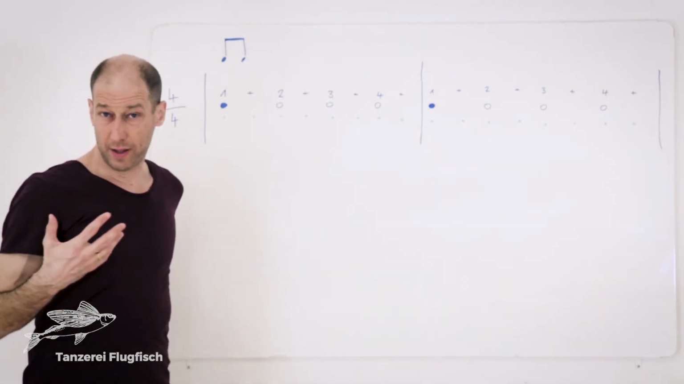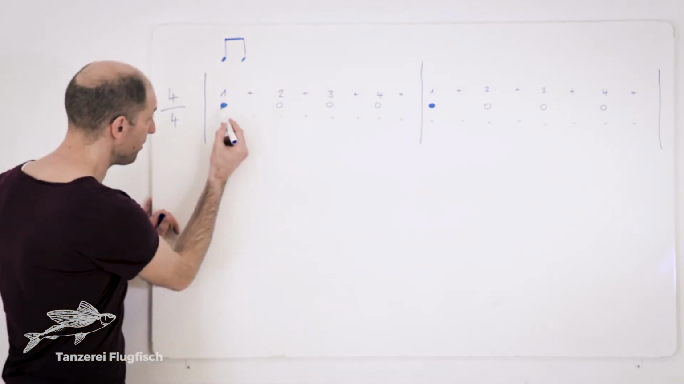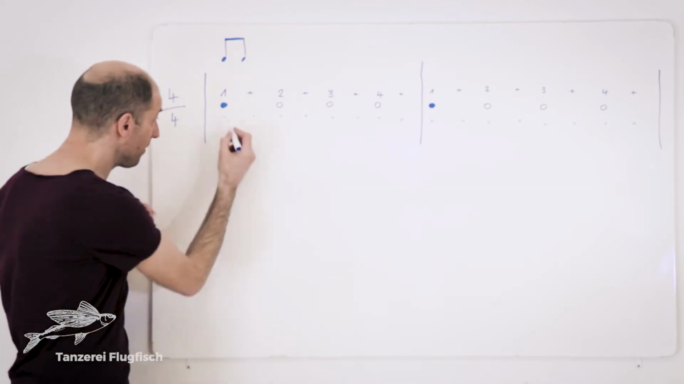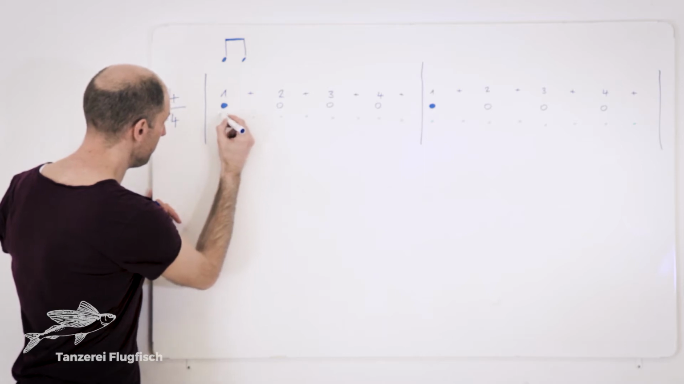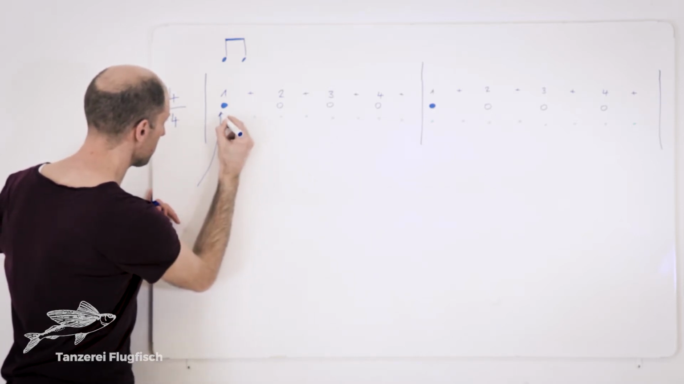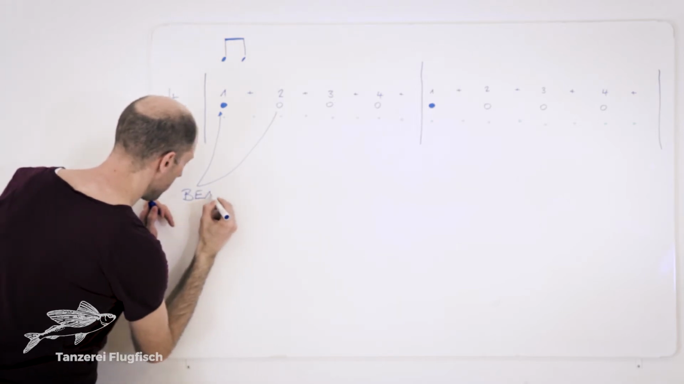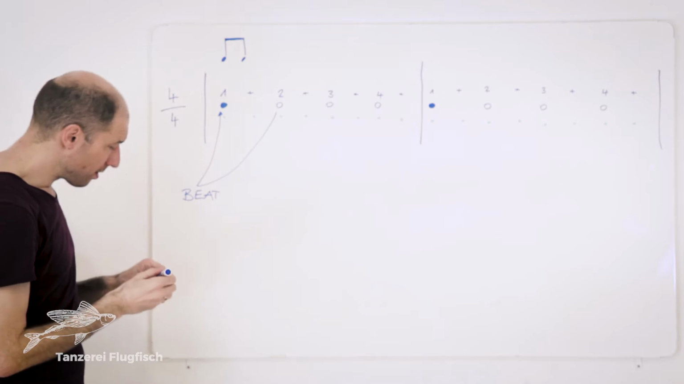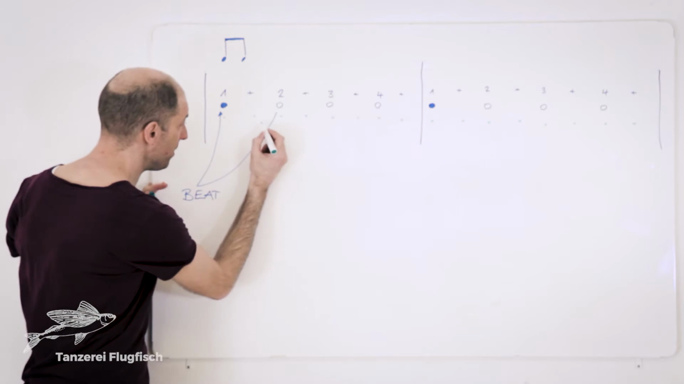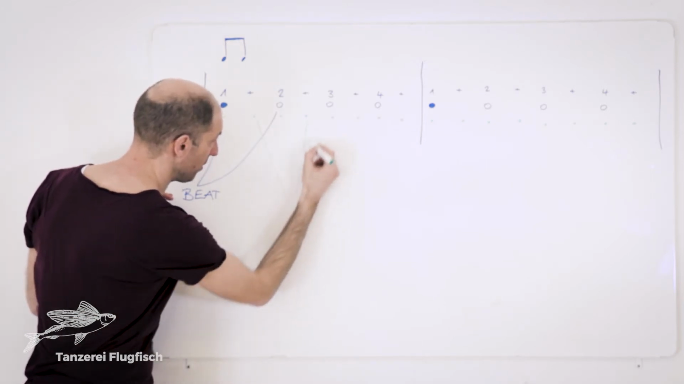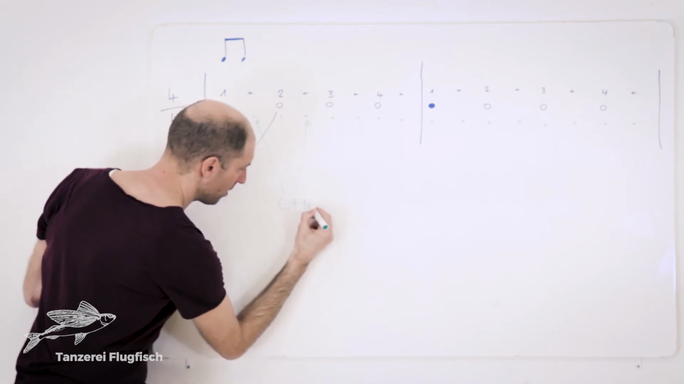Now as far as the vocabulary is concerned, it's very simple. We already know that the steps, the circles here are called the beat. These are called the beat. And the ones in between would then be called the offbeat. Very, very simple. Maybe it's a little bit confusing now on the whiteboard here, but those would be the offbeats.